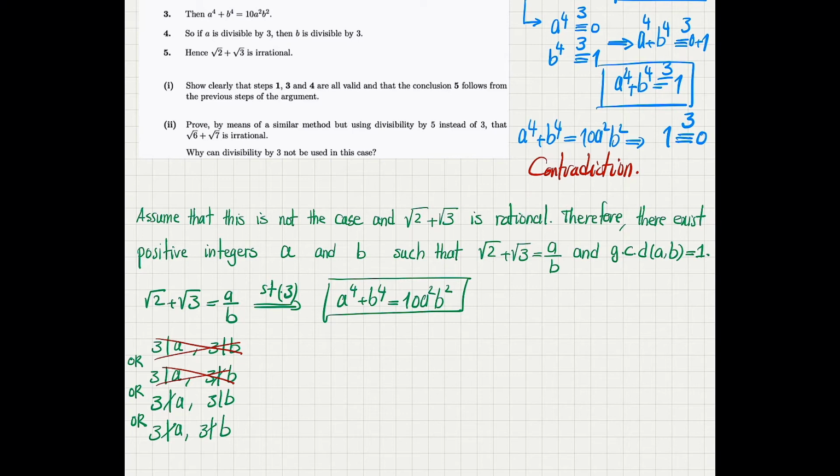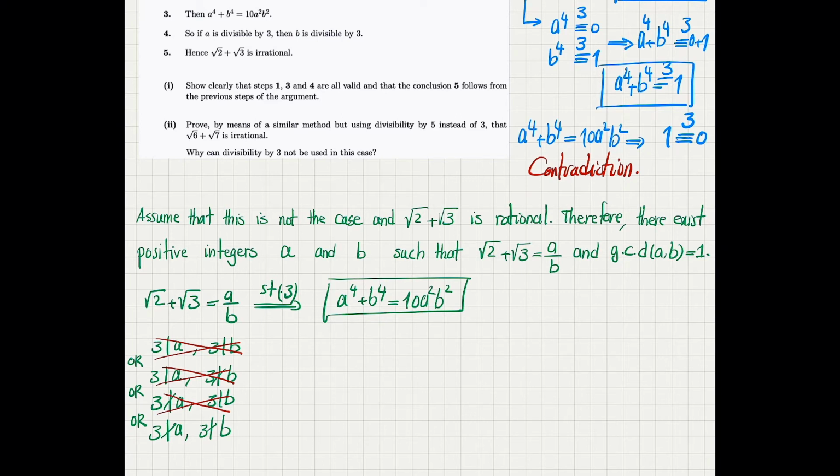Similarly, because this expression is symmetric with respect to a and b, if I change a to b and b to a, nothing will change here. So exactly I can write another statement that if b is divisible by 3, then a is also divisible by 3. It's immediately clear that I can prove such a thing. So this is also not possible, and I have to rule it out. The only possibility which is left is the last one: a is not divisible by 3, b is not divisible by 3. But this is also not possible.